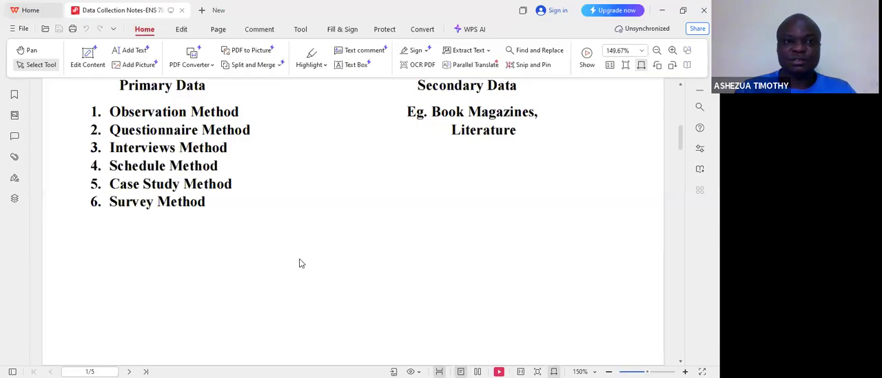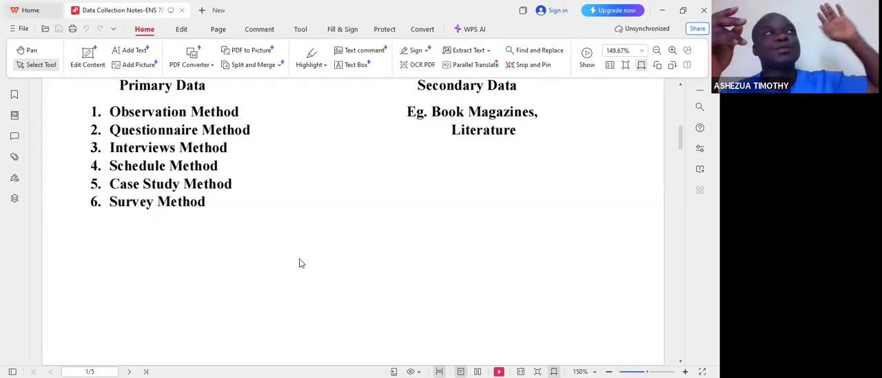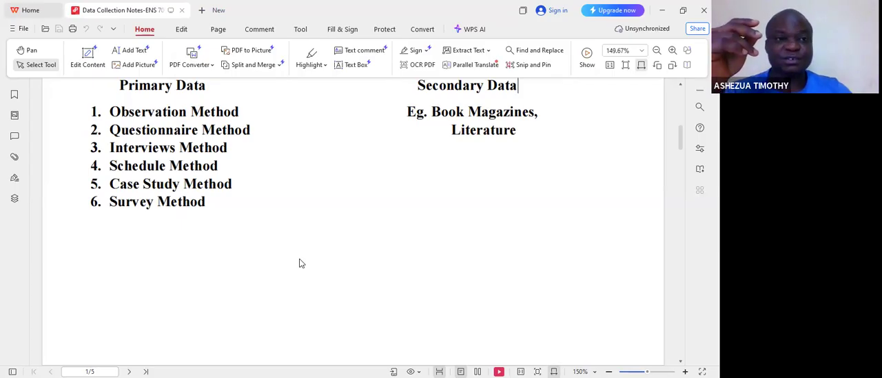Interview method is the one-on-one method. You interview somebody: how is the performance like? You're interacting one-on-one. It's not a questionnaire. With a questionnaire, you don't need to interact with the person. You just give it to them and go away. Once they finish answering, you come and collect your questionnaire. It's a primary source. That is the interview method.